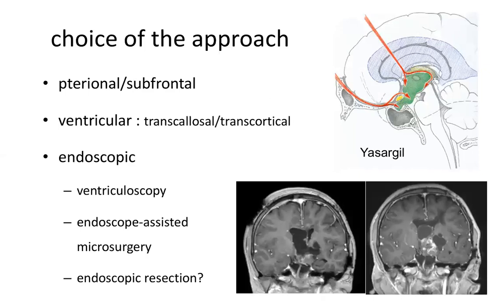So then we have to choose the surgical approach. We can use a pterional or subfrontal approach. A ventricular approach can be transcallosal or transcortical, or an endoscopic approach to do a ventriculoscopy. Endoscope-assisted microsurgery can help, and more recently, we have been able to do endoscopic resection of these tumors using a dedicated CUSA, which can be used through the endoscope with some partial but very interesting results, as shown here.